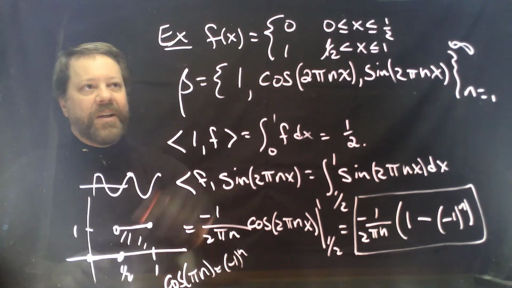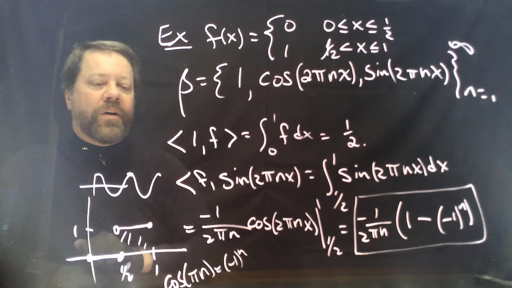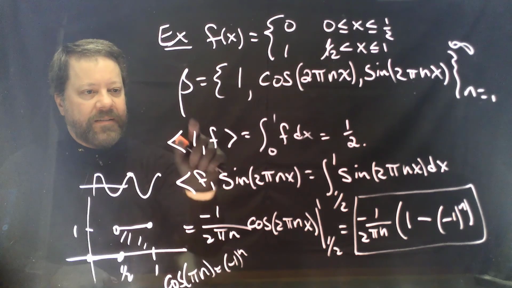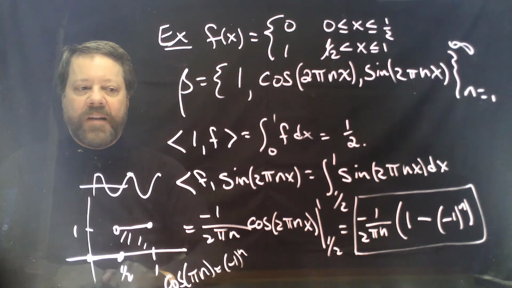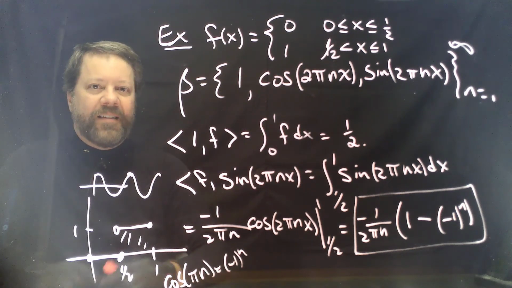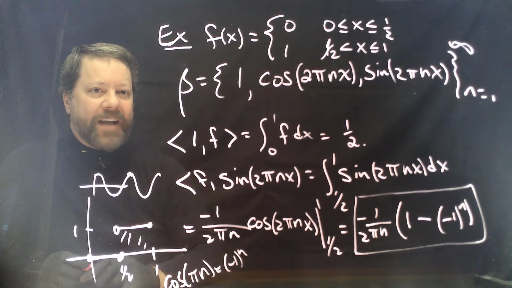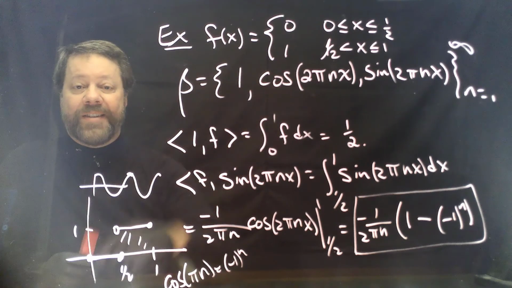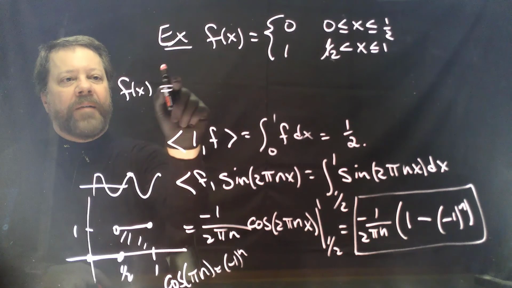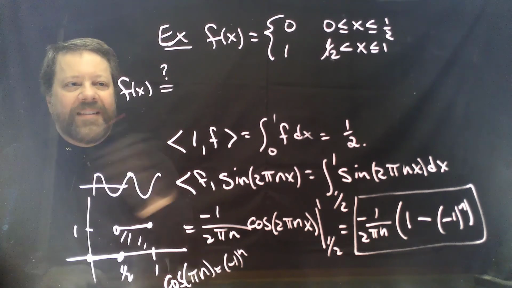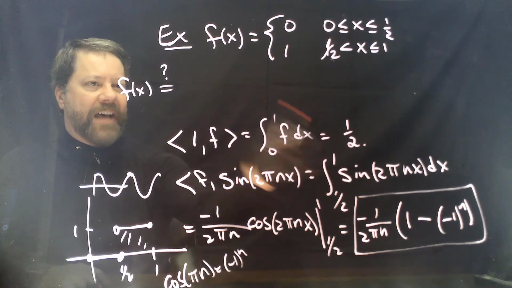Now, how do we then find the Fourier series representation of this function? All we have to do is add up these values divided by the inner product of the function with themselves. We have to follow the pattern for a Schauder basis that is not normalized. Notice I'm going to put a little question mark here. Is it really, well, the inner product of 1 with f was 1/2.